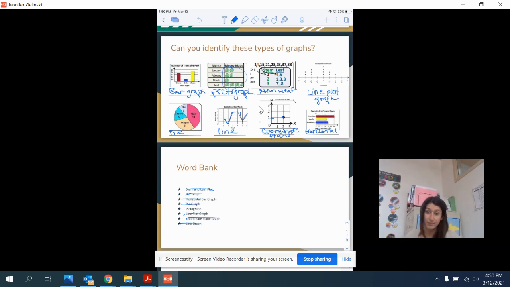So we're not going to go through all of these today. We're going to really focus on interpreting bar graphs since we've done line plots before. But also I just wanted you to be a little bit familiar with the different kinds of graphs you might see or you've seen already.